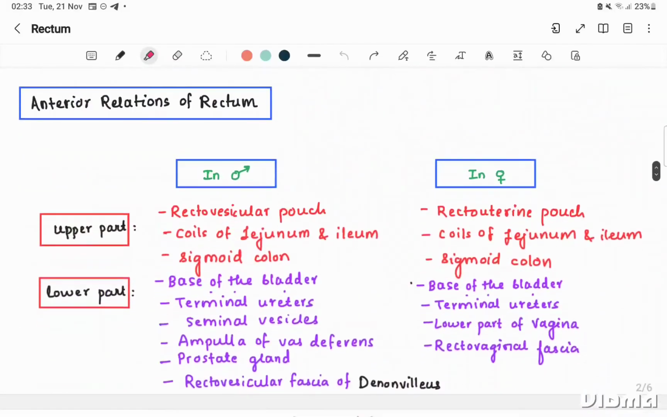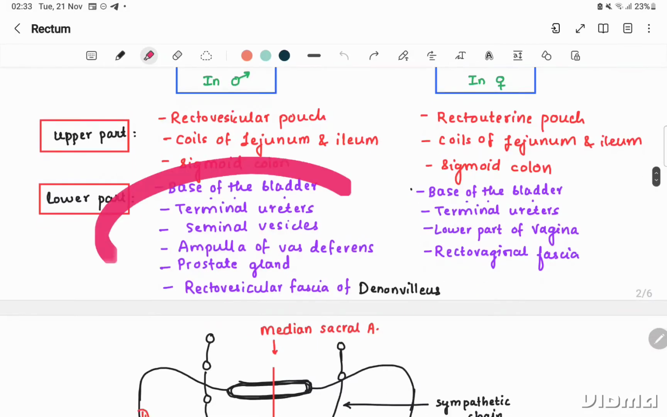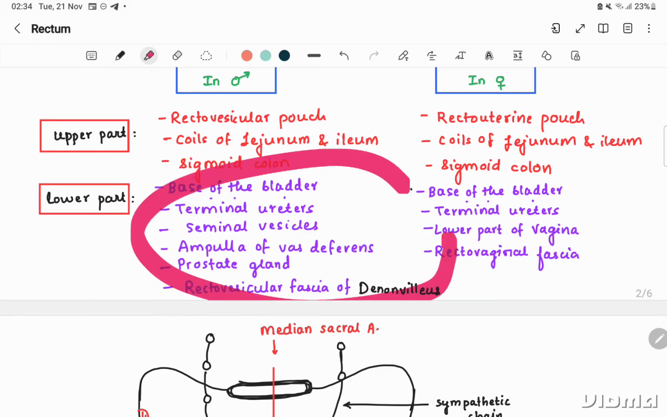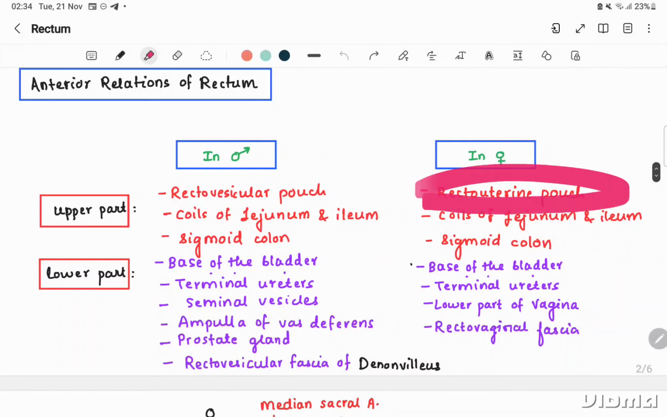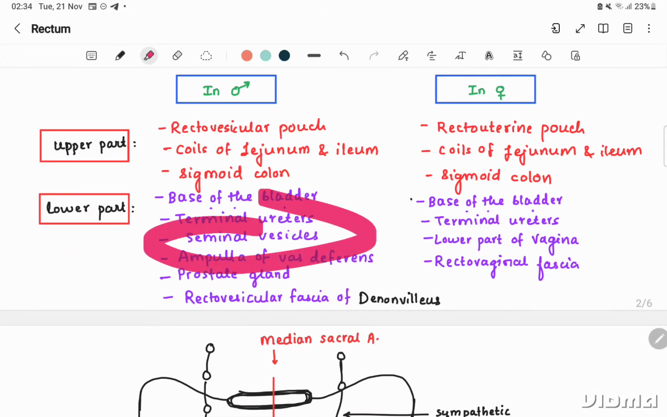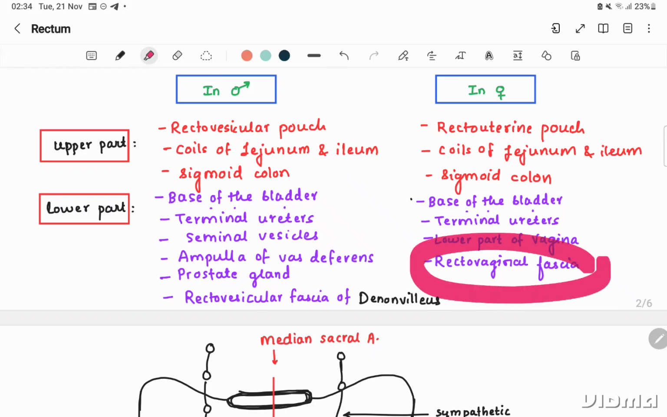Okay, so the anterior relations in males: you have the rectovesicular pouch, coils of jejunum, ileum, and the sigmoid colon. In the lower part, the base of the bladder, terminal ureter, seminal vesicle, ampulla, vas deferens, prostate gland, and the rectovesicular fascia of Denonvilliers. In females, in place of the rectovesicular pouch, you have the rectouterine pouch, coils of jejunum, ileum, and the sigmoid colon, the base of the bladder, and your terminal ureters. Instead of the seminal vesicles, we have the lower part of the vagina and the rectovaginal fascia, not the rectovesicular fascia.